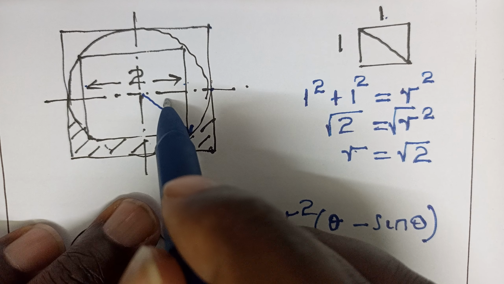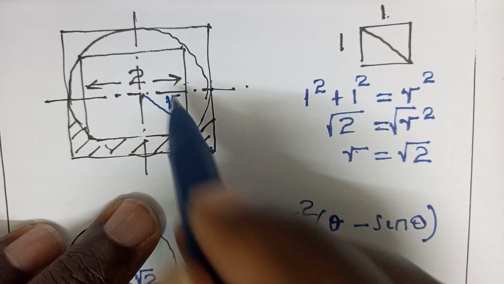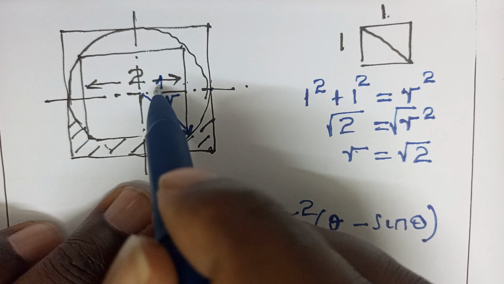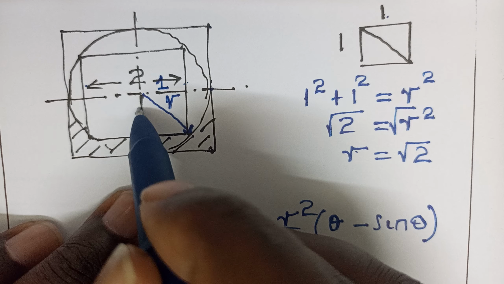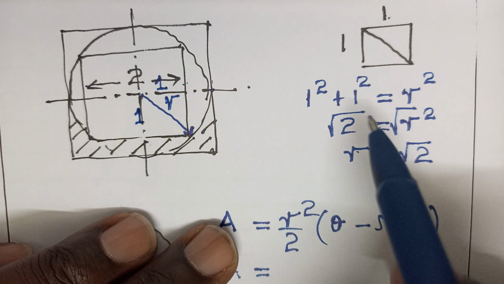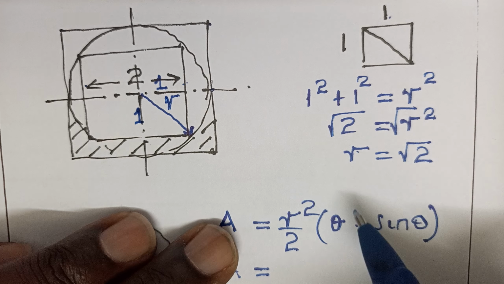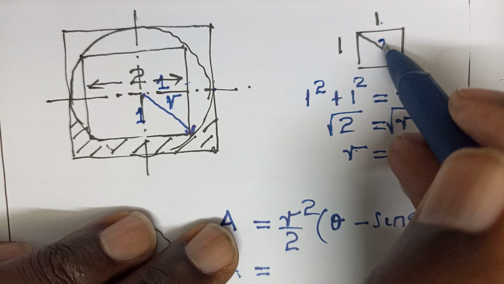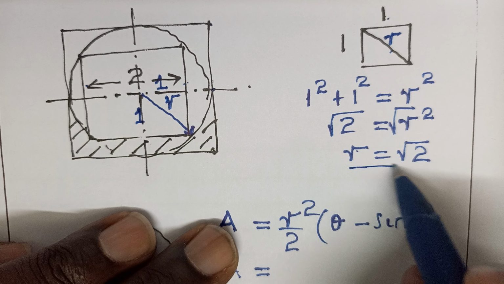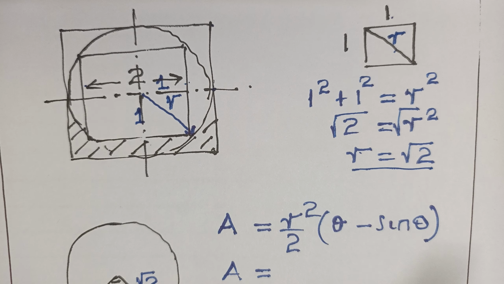Now to get the r here, guys, I can use the half length here, which is 1, and also this 1 right here. So we shall now use the Pythagoras theorem to get the radius of that circle. And the radius comes now to r equals square root of 2.